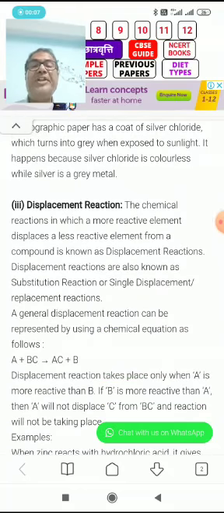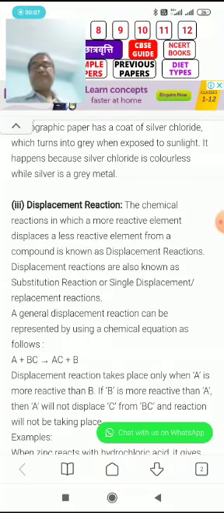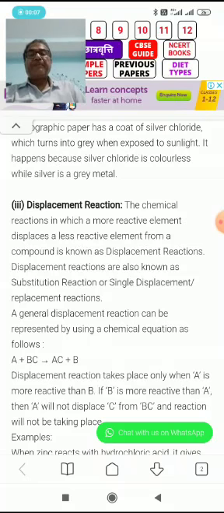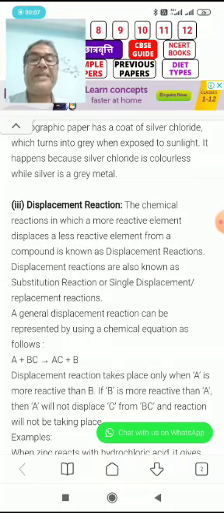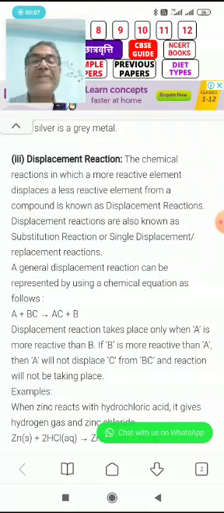Third one is your displacement reaction. In this reaction, more reactive element displaces a less reactive element from a compound. It is also called substitution reaction or replacement reaction.